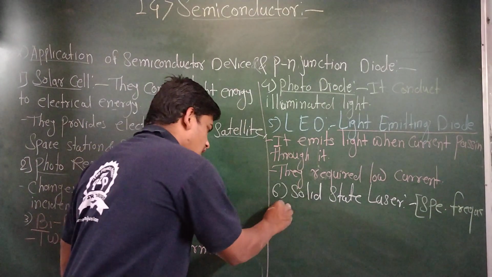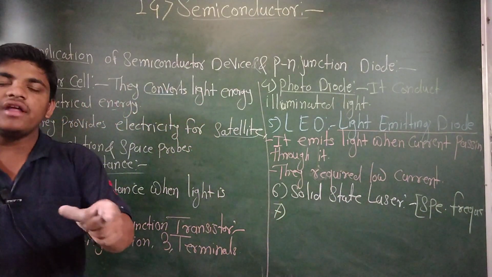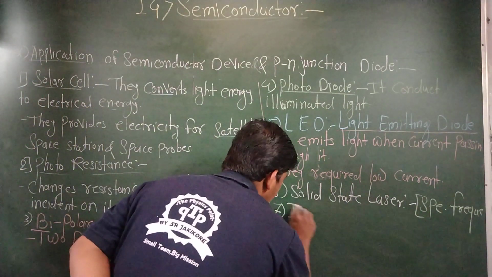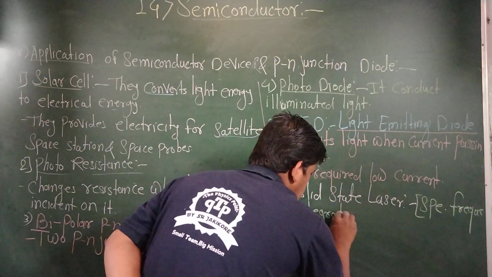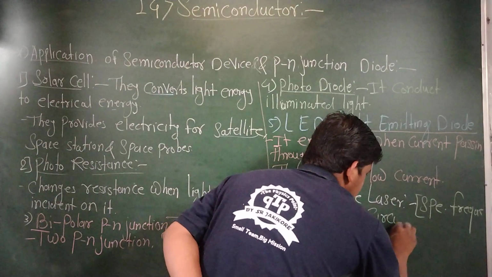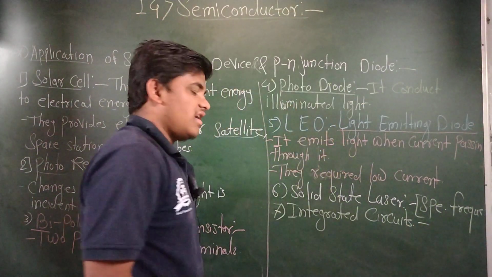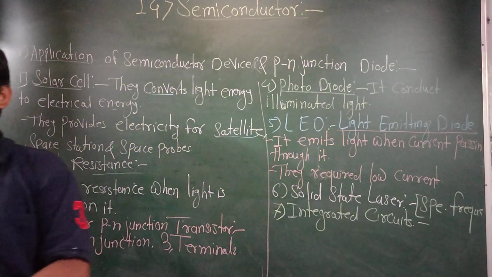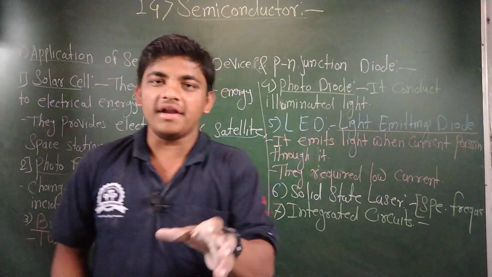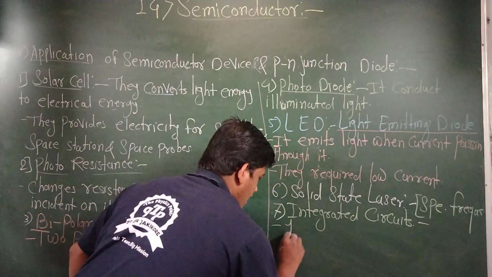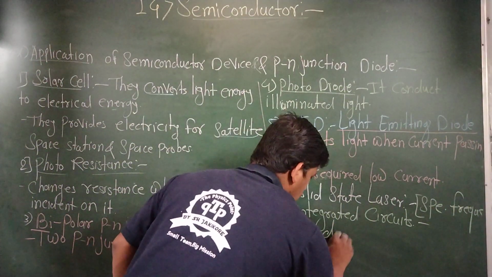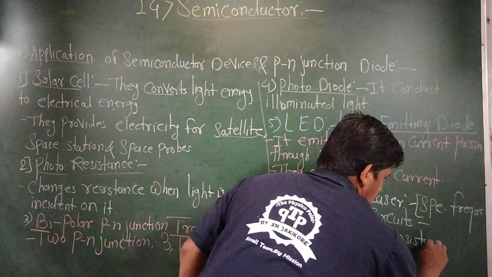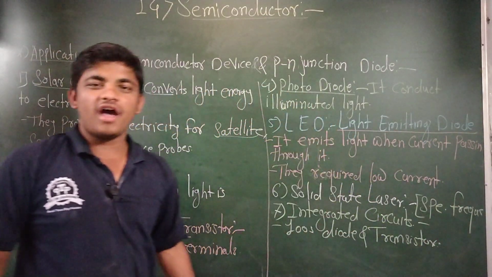Then in the previous lectures we have taken the advantages and the fabrication of ICs. ICs means integrated circuits. Integrated circuits are called ICs. They are small devices having hundreds of diodes and transistors. In one small device there are hundreds of diodes and transistors.